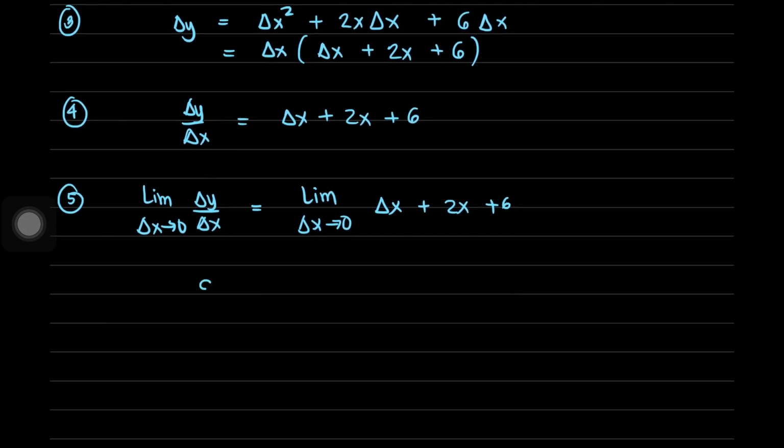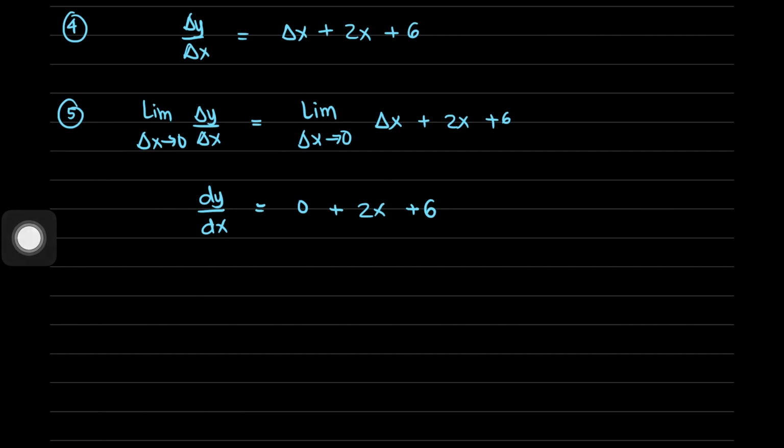Right? So the derivative of y with respect to x, we can write this expression as dy/dx, or we can write it as y prime if you prefer to write it that way. So this is now equal to the limit of delta x as delta x approaches 0, which is 0. The limit of 2x as delta x approaches 0 is 2x. And the limit of 6 as delta x approaches 0 is equal to 6. Therefore, dy over dx is now equal to 2x plus 6.